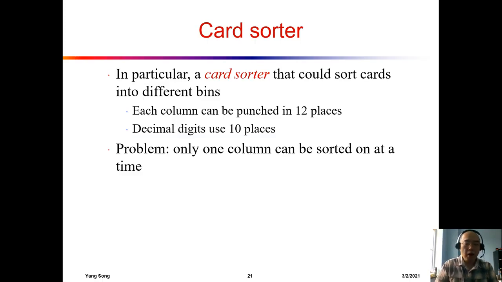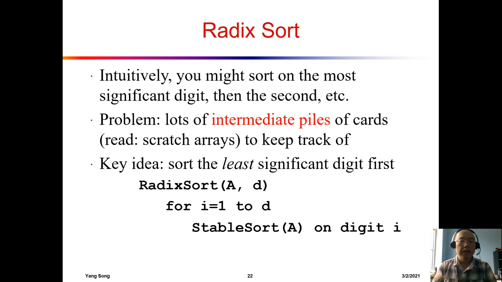The problem that we have to deal with is that the card reader can only touch one column at one time. So if we are trying to sort those cards, we have to sort one column at a time. The similar idea brings us to radix sort.